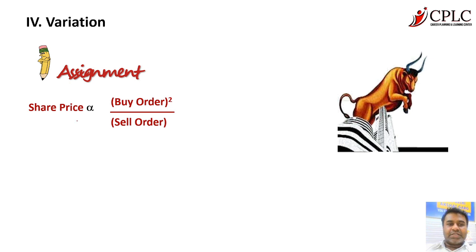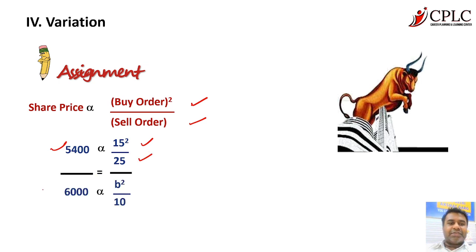Now, the share price, as it says, is directly proportional to the square of buy order and inversely proportional to sell order. Okay? Now, if I put the values, the first data values, then share price is given as 5400, buy order is 15, so this will become 15 square, and this is 25. And second is given as 6,000. What will be the buy order value if the sell order is 10? Now, as I said earlier, in order to remove this proportional sign, we will divide these two and then put an equal to sign in between. Okay? So let's for now try to solve this equation.